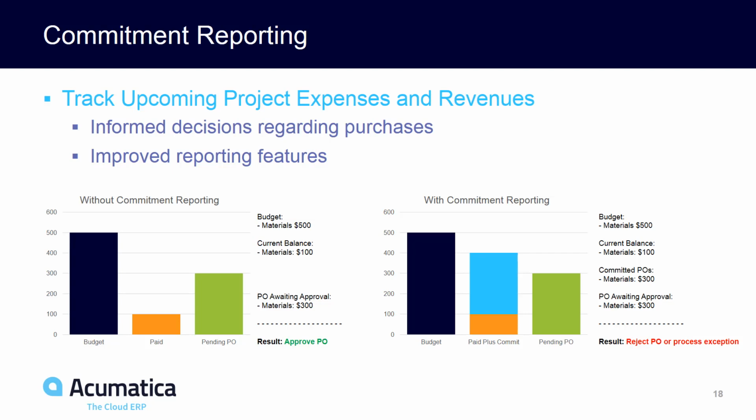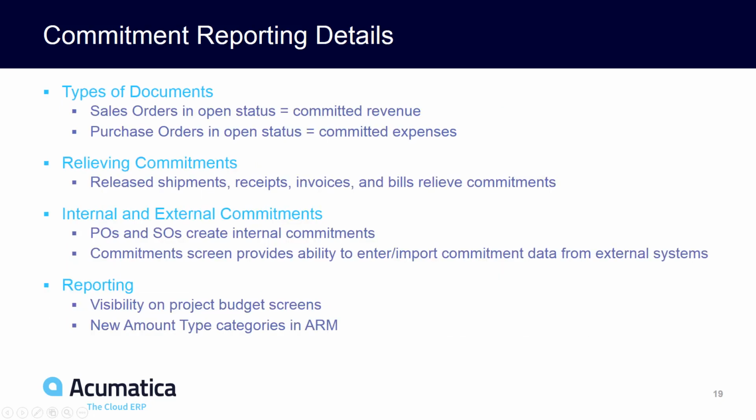In example 1, we don't have visibility into upcoming purchase orders that have already been committed. In example 2, we have this information and the result is a different business decision. Acumatica supports both committed revenue and committed expenses. We also support both internal and external commitments.